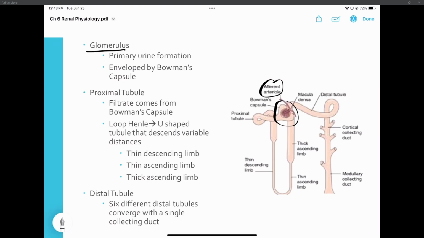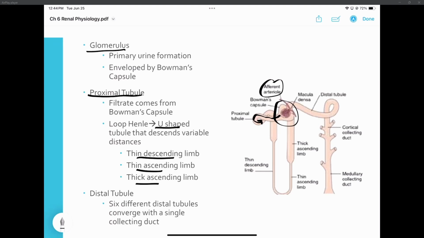Then we have the proximal tubules. Again, we're just following along the line. It travels along. At the loop of Henle, it's a U-shaped curve. We have different parts of it. We have the thin descending limb, thin ascending, and a thick ascending limb. Why am I pointing it out? Because different diuretics and different things have different effects at different parts of the nephron.